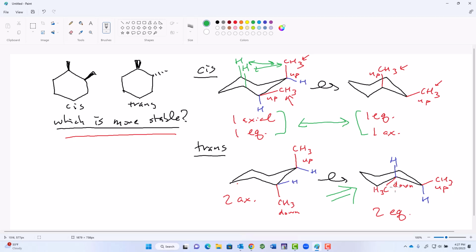What this also tells us is the trans isomer overall is going to be more stable because we can access two equatorial positions, whereas in the cis isomer, we can only access one equatorial position. So to answer the question, which one is more stable, that would be the trans isomer versus the cis isomer. And that's because we can access two equatorial positions versus only one equatorial position in the cis isomer.